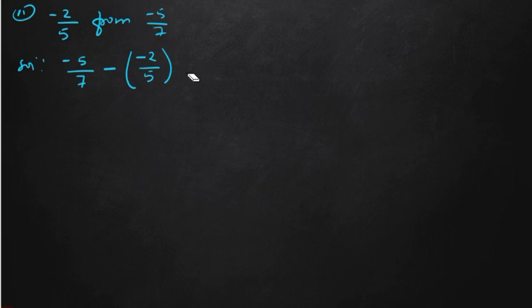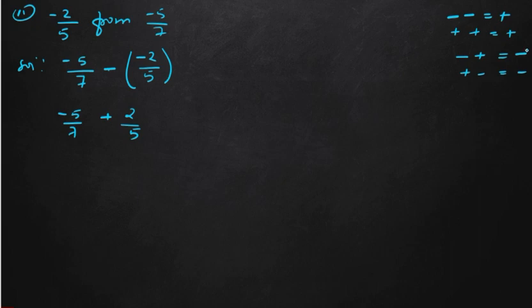After that you need to open the bracket: minus 5 by 7, and minus minus is plus 2 by 5. You need to remember this: minus minus will be plus, plus plus will be plus, and if the signs are different, minus plus will be minus, or plus minus will be minus. In the next step we find the LCM of 7 and 5, which is 7 into 5, that is 35.